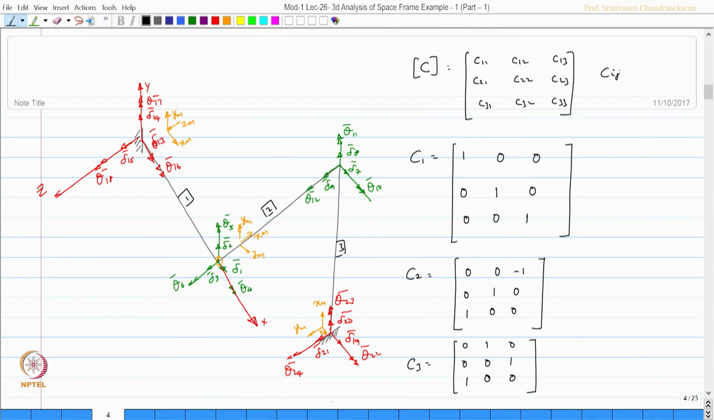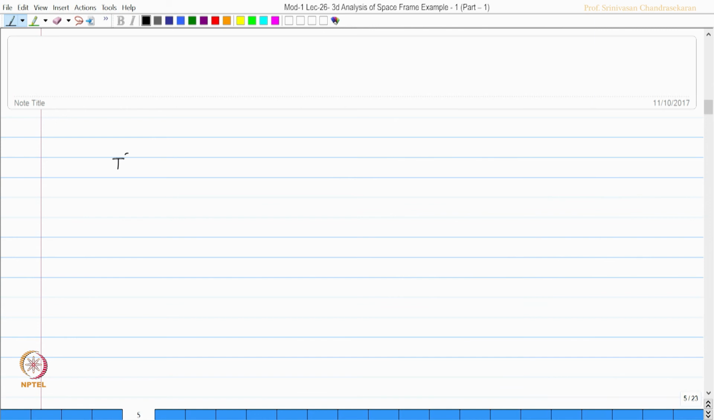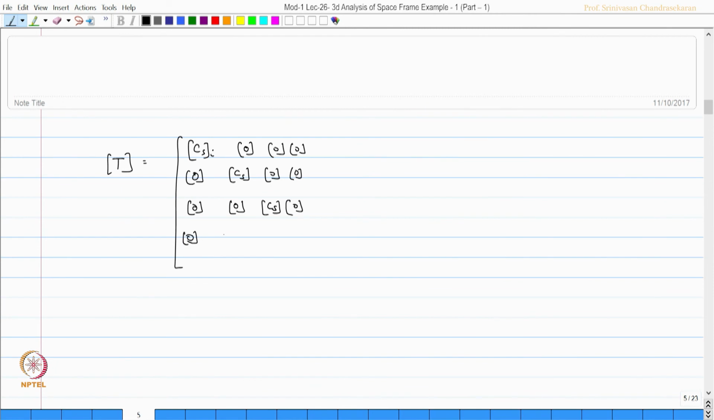So, we all know that the transformation matrix T is simply given by Cs of the member I, okay, then 0 0 and 0, similarly 0 Cs 0 0 0 0, which we derived already, is it not, and 0 0 0 0 and Cs, which is 12 by 12. So, one can easily find out this matrix.